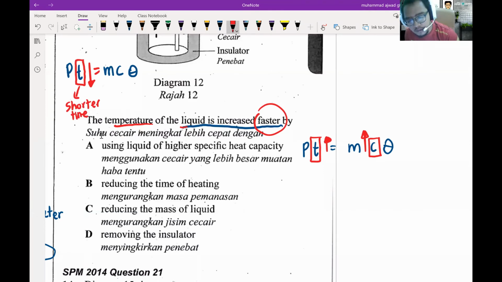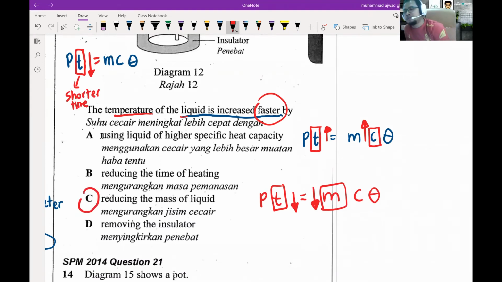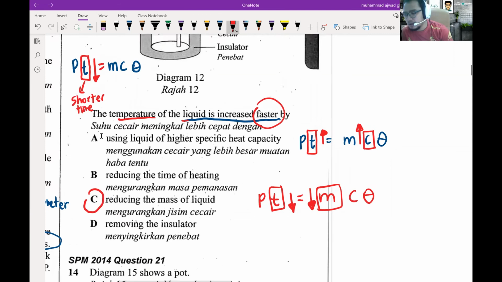Okay, so kalau reduce the time, apa pula dia nak time reduce the time? Okay, so reduce the mass. P T m c theta. Okay, time dengan mass. Kalau mass tu sikit, time pun rendah. Okay, tu jawapan dia. Sebab keyword dekat situ dia nak increase faster.